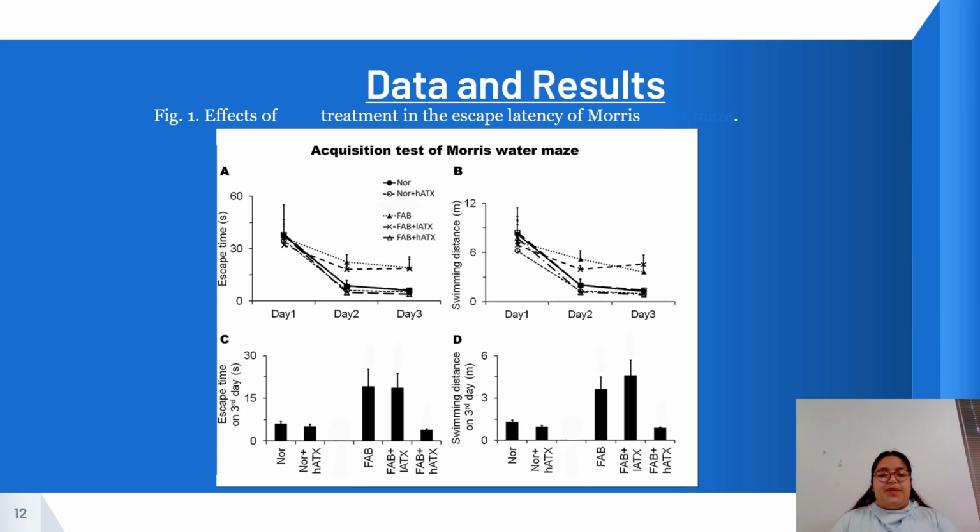Rats of all five groups spent shorter times to find the underwater platform starting on the second day of the three consecutive days of trials, but there was no significant difference among the groups. The escape time is located in panel A, while swimming distance is in panel B. The escape time on the third day follows with panel C, as we see on the bottom left corner, and the swimming distance on the third day is panel D on the bottom right corner.